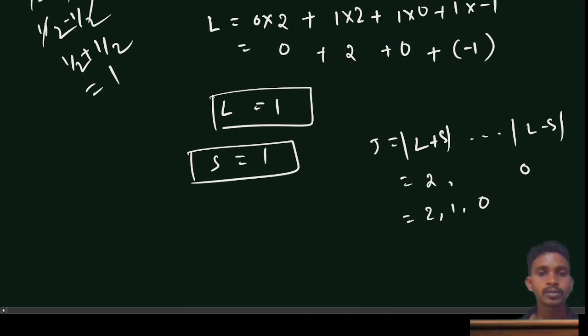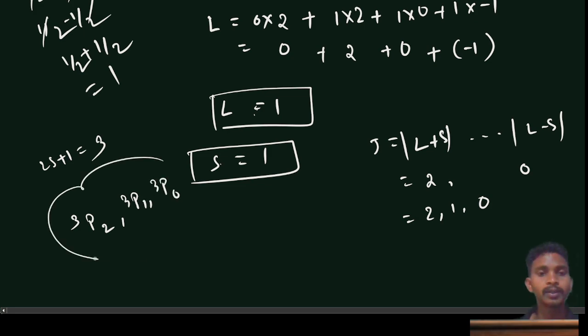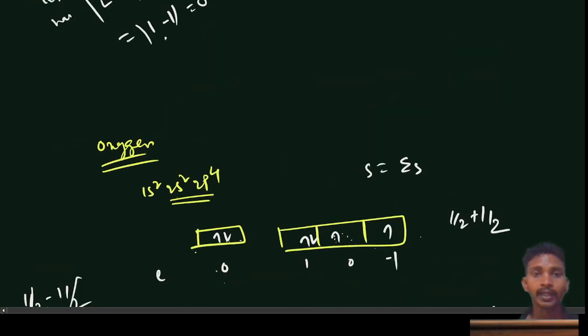Okay, so here you see that the L value is 1, that is P, and S is 1, then 2S plus 1 becomes 3, so this is 3. And the J values are 2, 1, 0, so I will say that 3P2, 3P1, and 3P0. So from here you want to calculate which is the ground state.